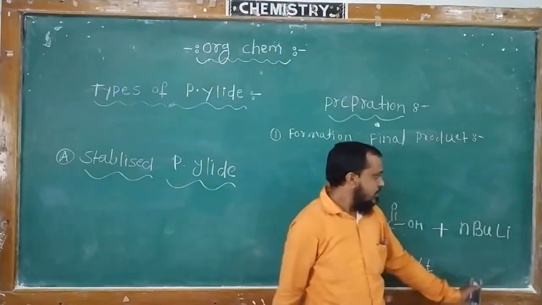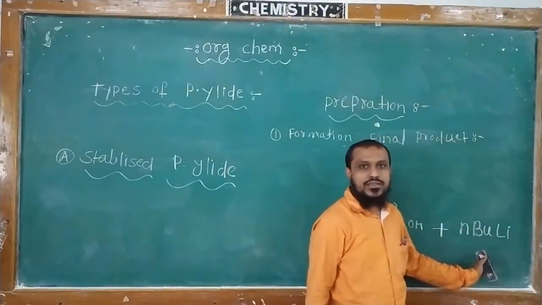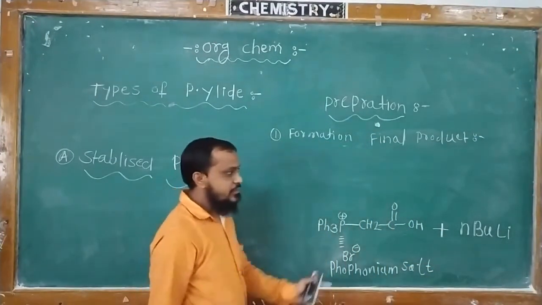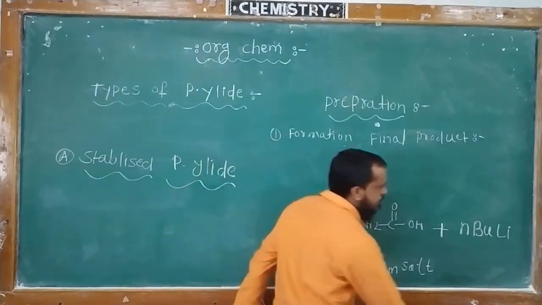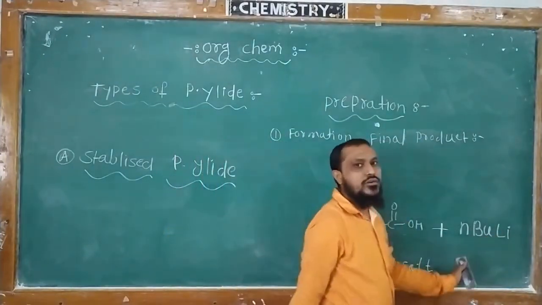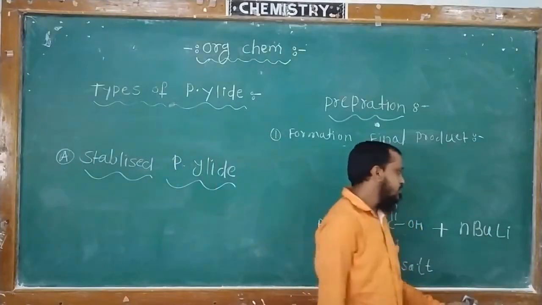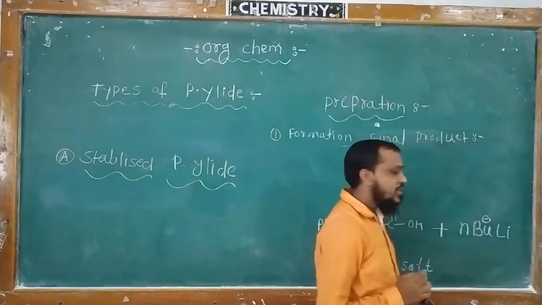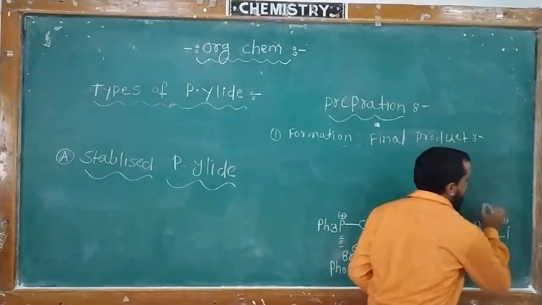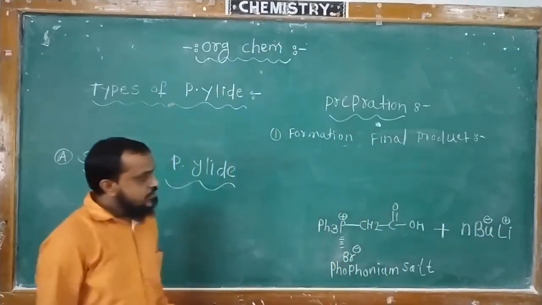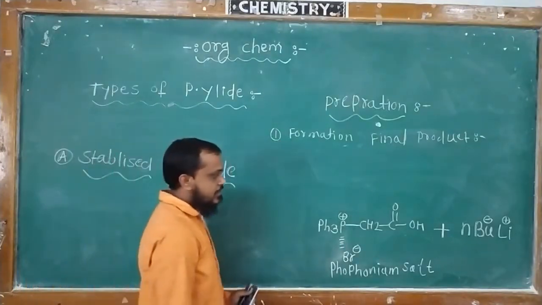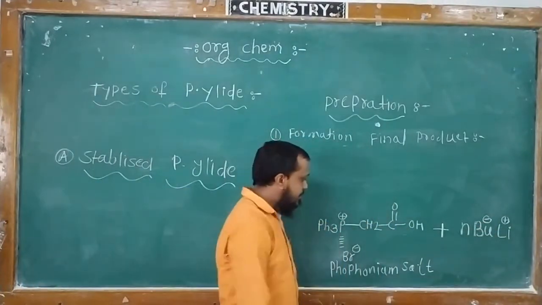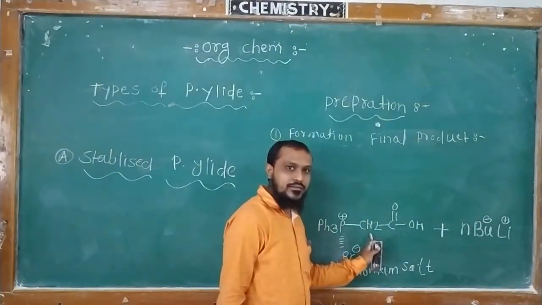Generally n-butyl lithium is represented like that. We know that if n-butyl lithium undergoes heterolytic bond cleavage, then the n-butyl bears a negative charge and lithium bears a positive charge. So what will happen here? The n-butyl lithium extracts one proton from that carbon atom.